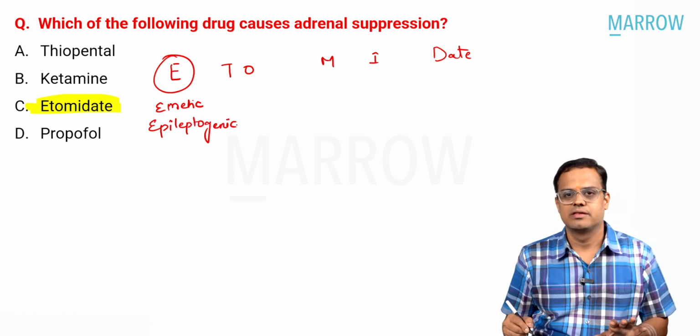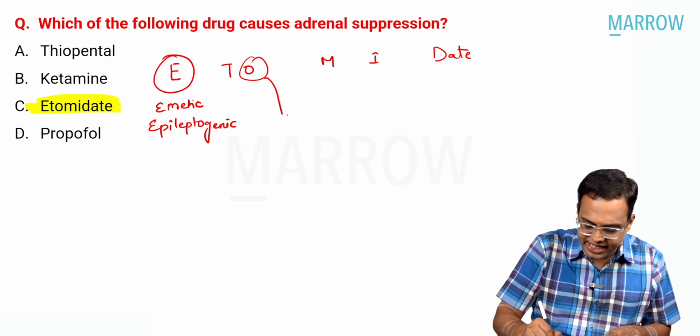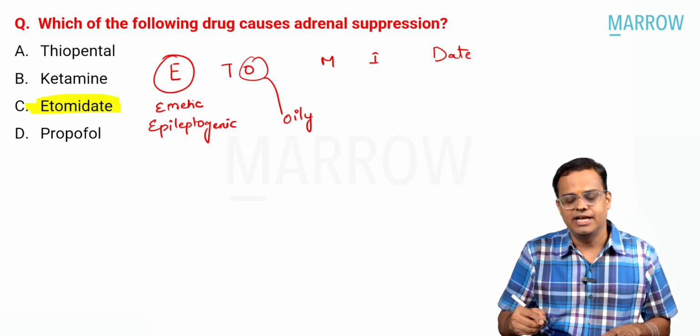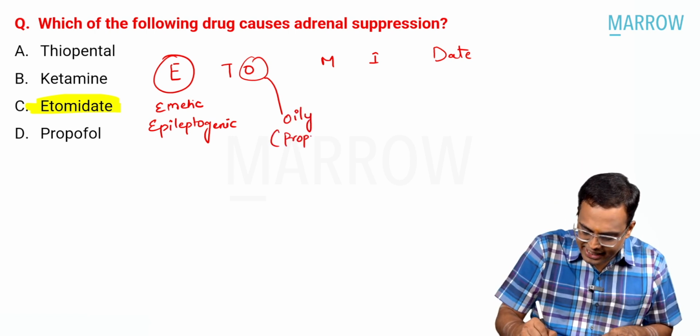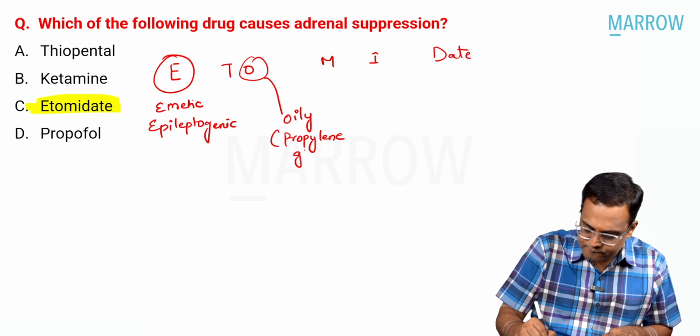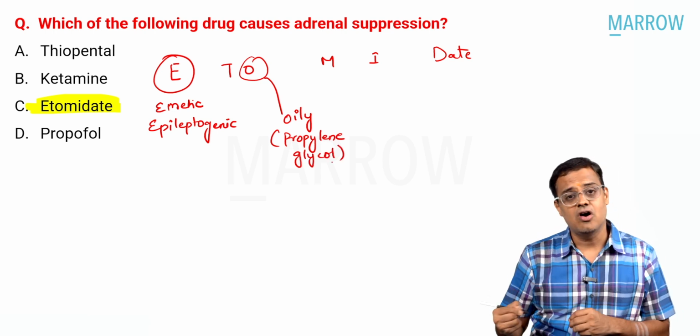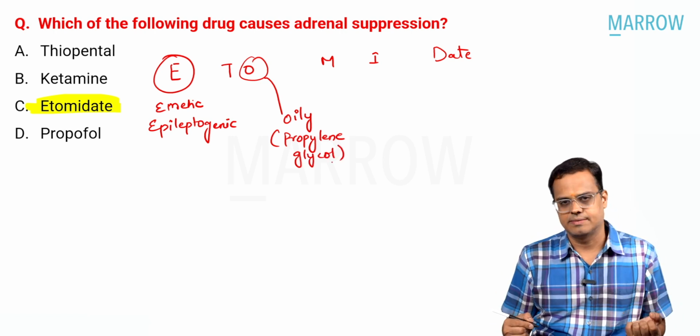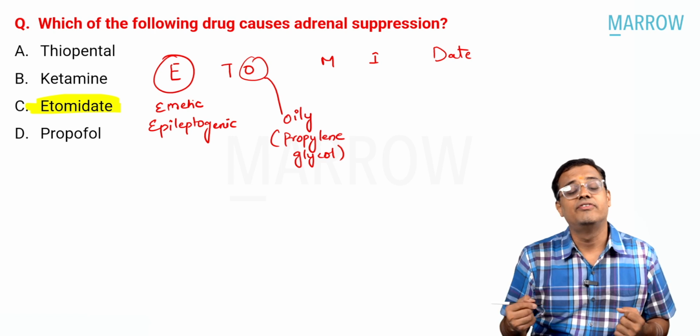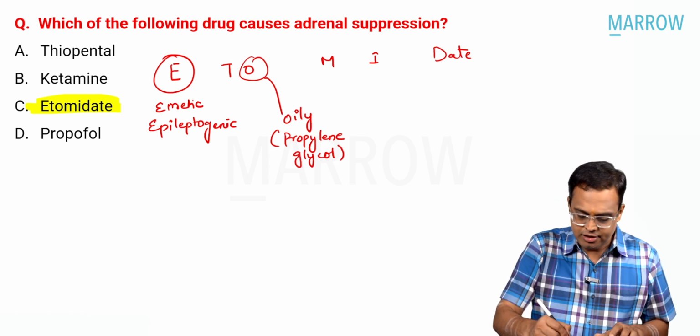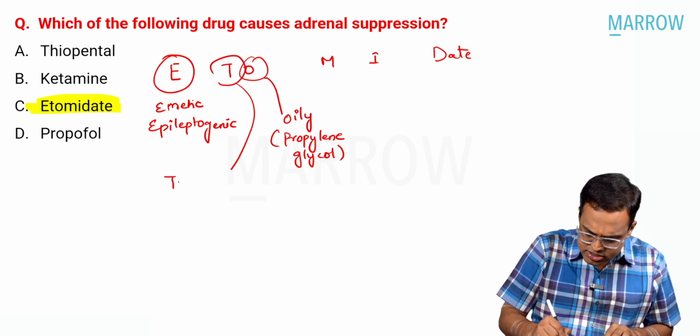Epileptogenic, it might cause. Okay. O for oily. Oily means which oil it contains? It contains propylene glycol. Now we all know that any solution or substance we give intravenously, if it is oily, it is painful. So painful. T for tortures the hand.